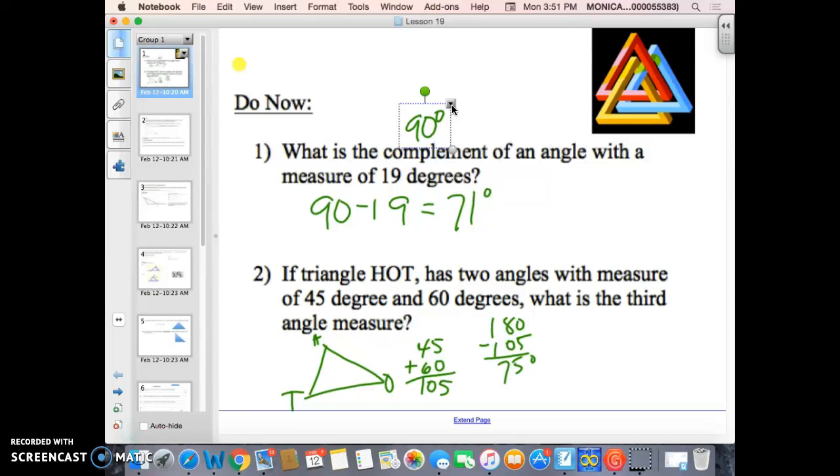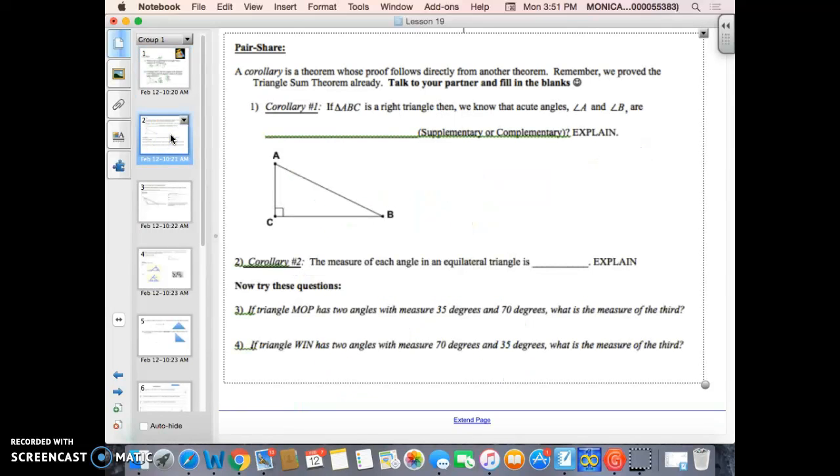All right, let's learn something new today. So today we're going to learn about a corollary. A corollary is a theorem whose proof follows from another proof. So yesterday we proved that all triangles add up to 180 degrees. So that means that if you know that one angle is a right angle, then you know the other two angles. So this would be a corollary.